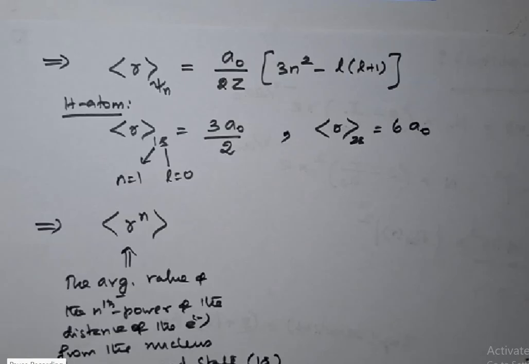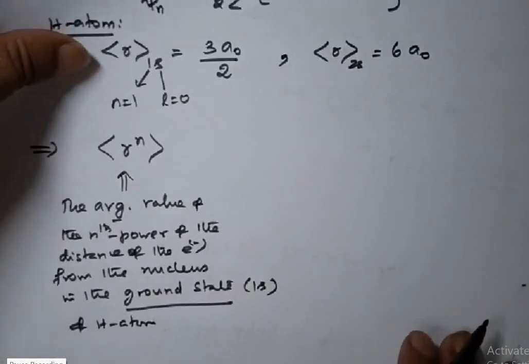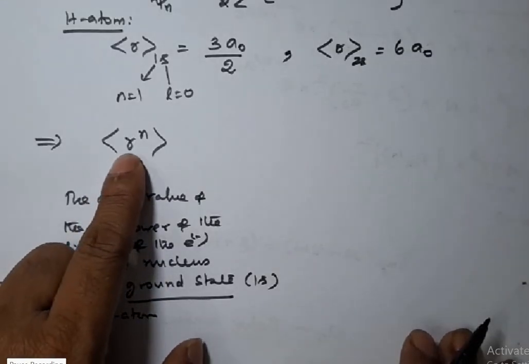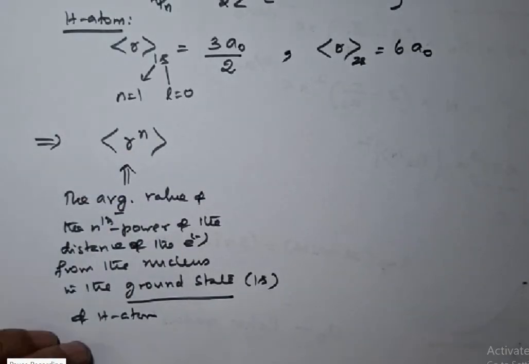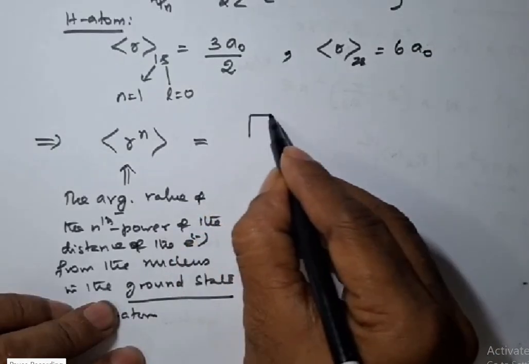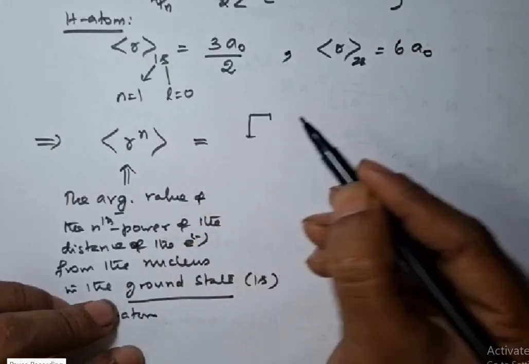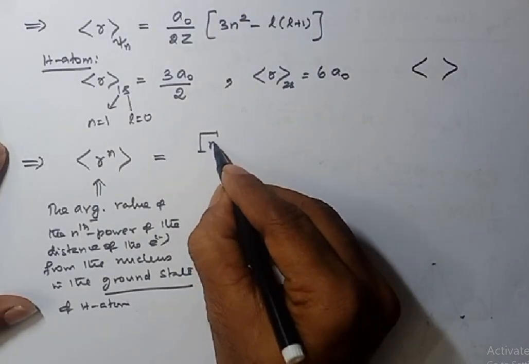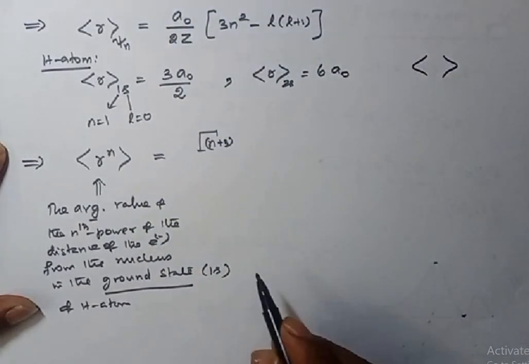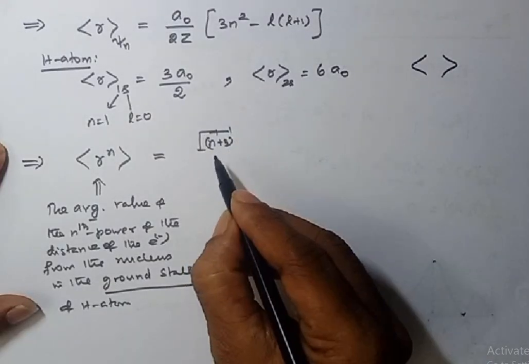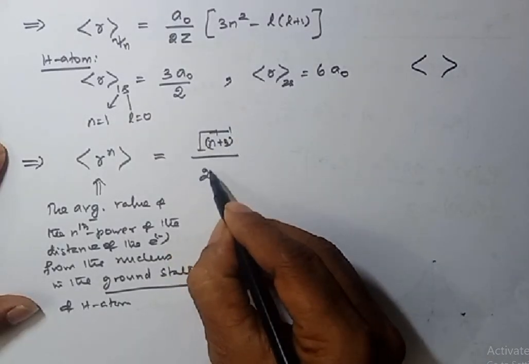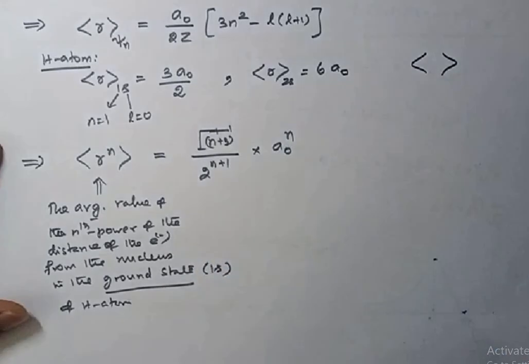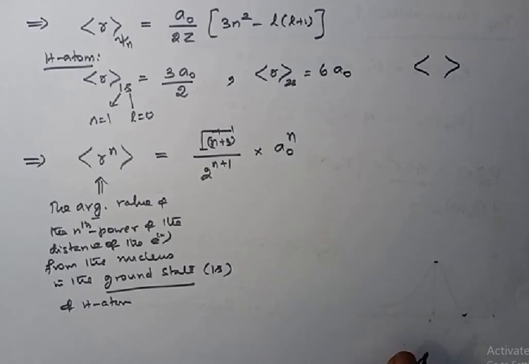Listen, for the ground state, if the electron is present in the 1s orbital of hydrogen atom, then to find the average value of r power n, you can use this formula. It is equal to gamma function of n plus 3 divided by 2 to the power n plus 1 into Bohr radius power n. This is the formula. Take it.